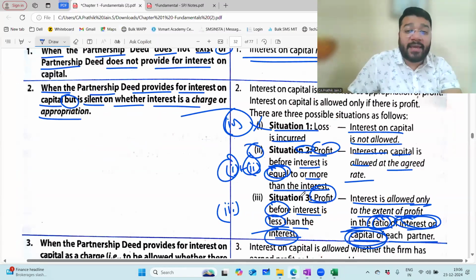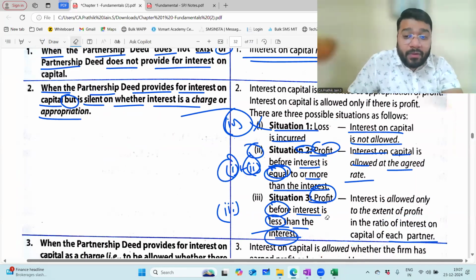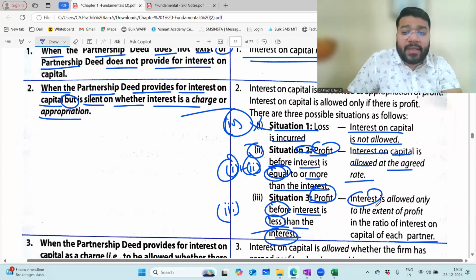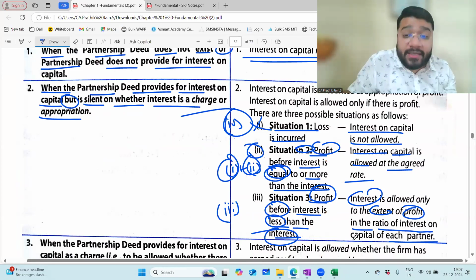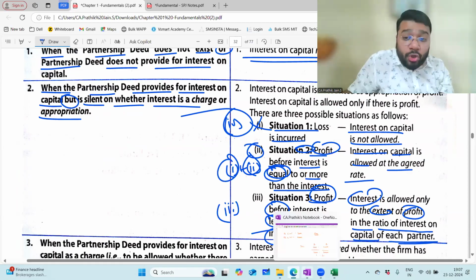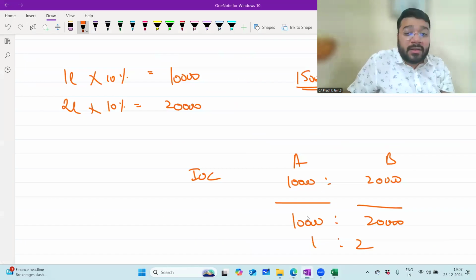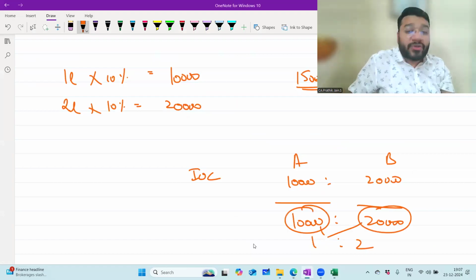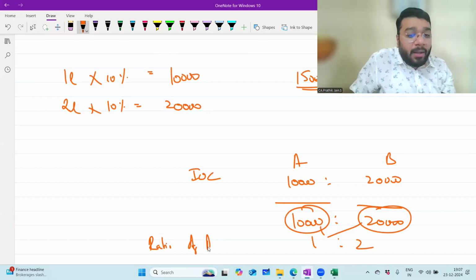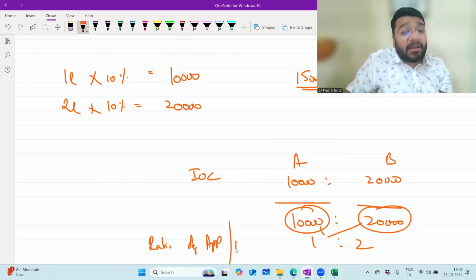Now, what is the question saying? Interest is allowed only to the extent of profit. Correct? I'll give interest to the extent of available profit, obviously. But in what ratio? In the ratio of interest on capital of each partner. In this ratio only we gave it to you. So this 1:2 is nothing but the ratio of appropriation, and also this itself is the ratio of interest on capital.